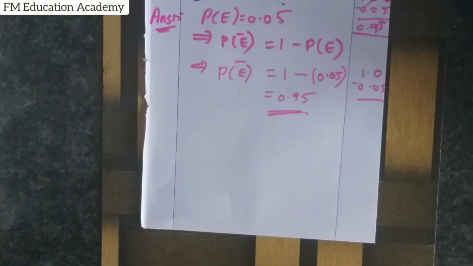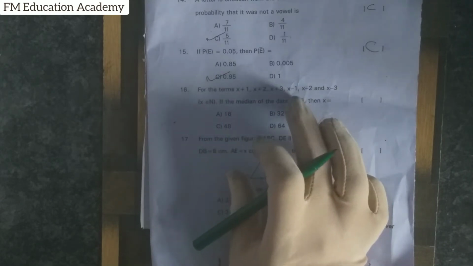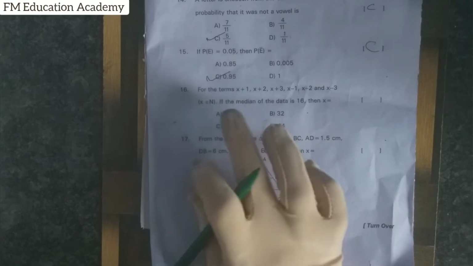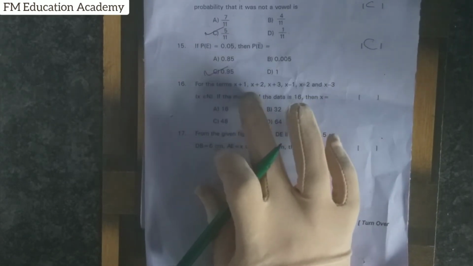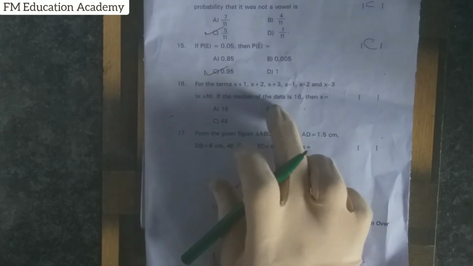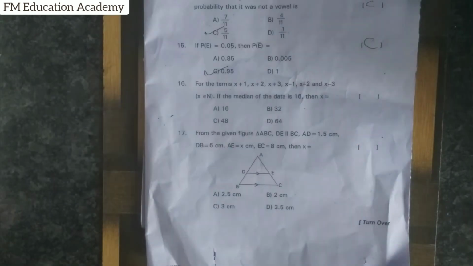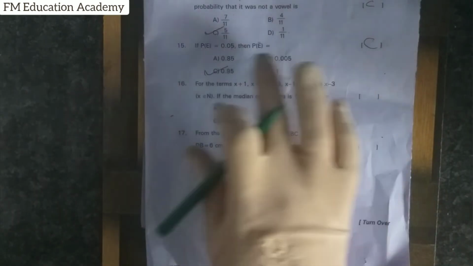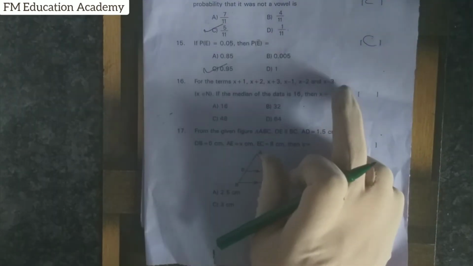Next question. If you observe the terms x plus 1, x plus 2, x plus 3, x minus 1, x minus 2 and x minus 3, x belongs to N. That is, all of these are natural numbers. If the median of the data is 16, then I have to find the value of x. So first of all, for the median, I should arrange these in ascending order, that is small to big. The smallest number here is x minus 3.